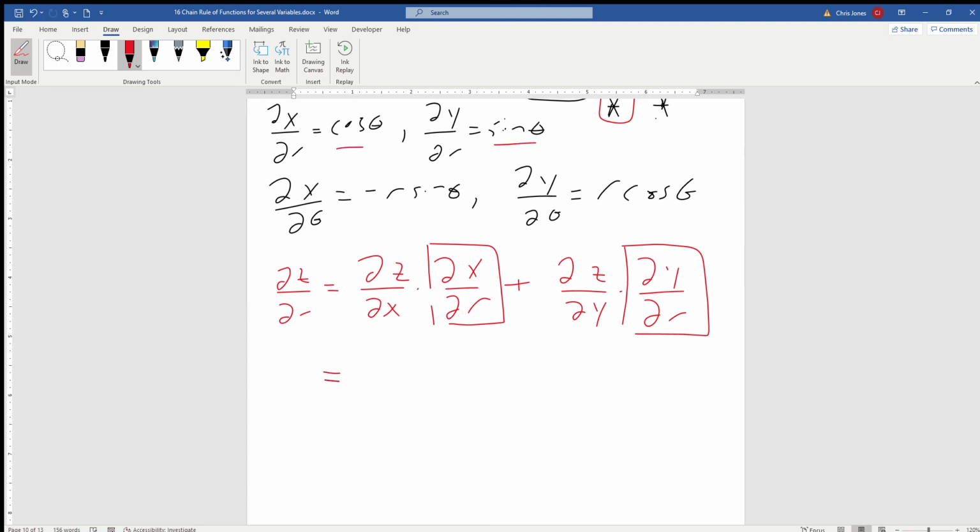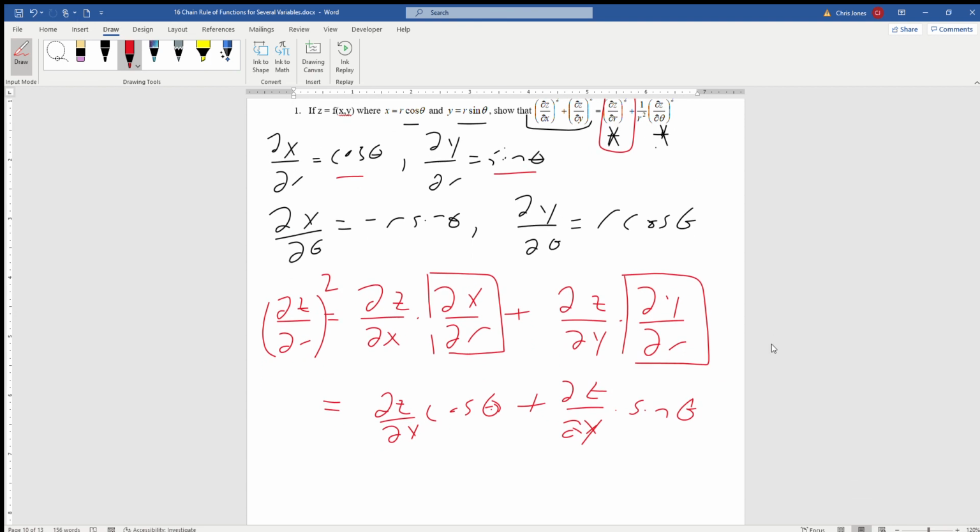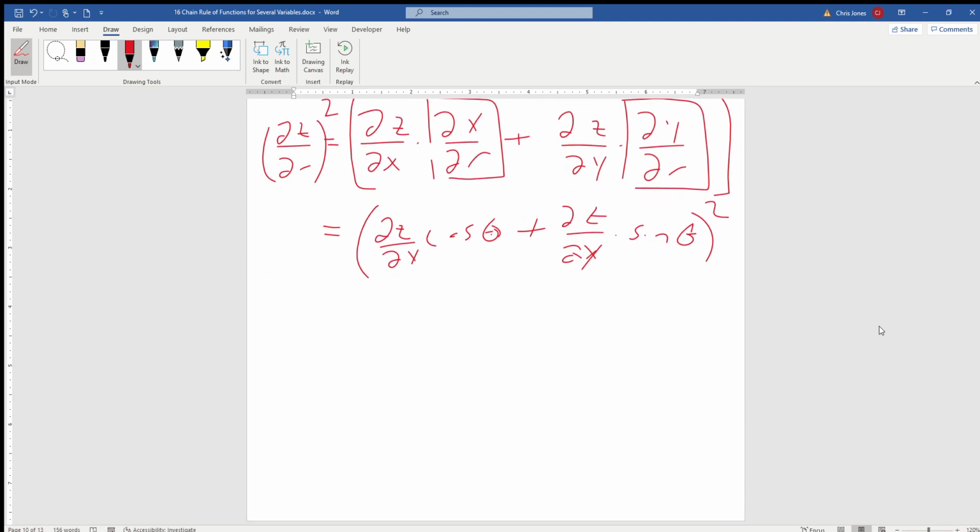So this is the same thing as partial of z with respect to x times cos theta, and then plus the partial of z with respect to y of sine theta. And what we're looking for is to square this. If you look at our identity, it says partial of z with respect to r squared. So we're going to square everything, which means we have to square this. Unfortunately, we're going to end up with a pretty nasty FOIL here, but we're going to hold on to it.